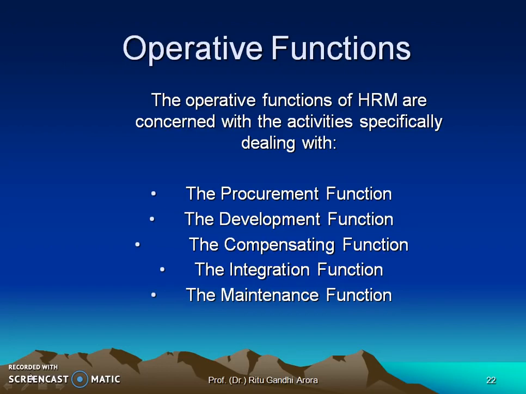And once we are through with the procurement function, in a nutshell, this procurement function includes manpower planning, job analysis, recruitment and selection of the people. Then once we have procured people from the market, we put them at the various positions in an organization, that is putting the right people at the right job.